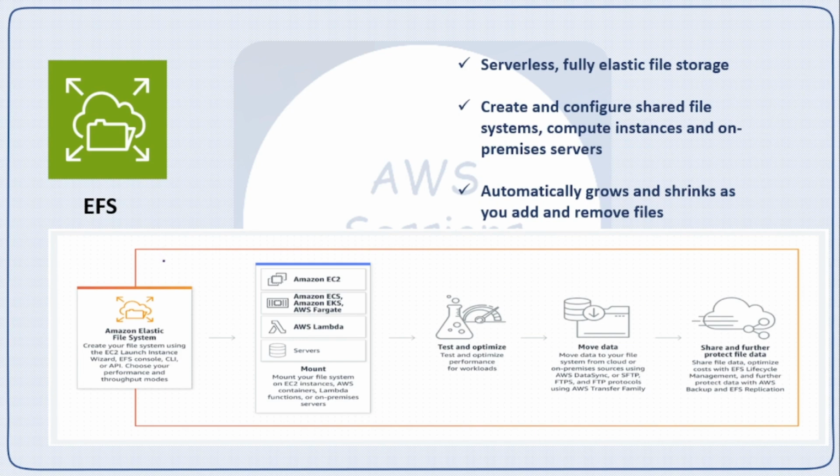Next is EFS. This is an elastic file system. You can create EFS and you can share it among EC2s or on-premises servers. So you can attach the EFS to multiple EC2 or on-premises. It is a serverless offering and it can automatically grow and shrink based on the files you add or remove.